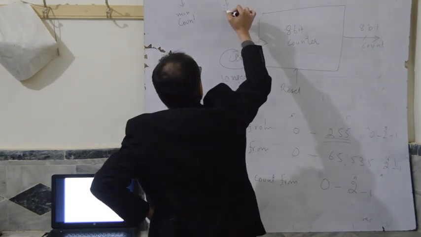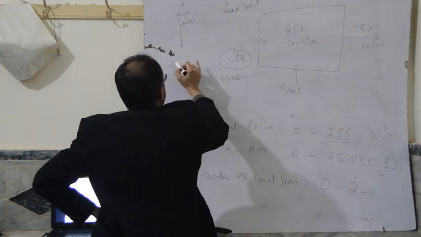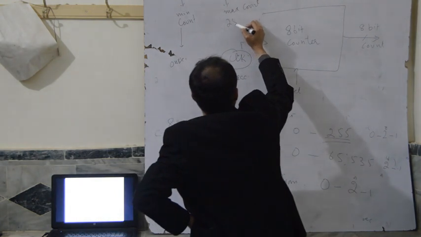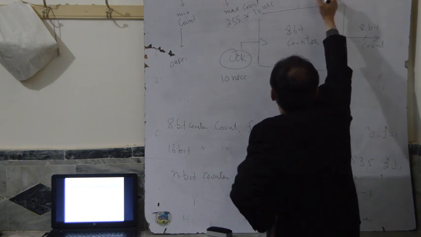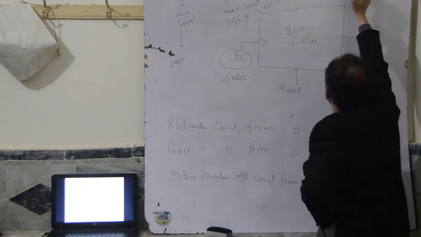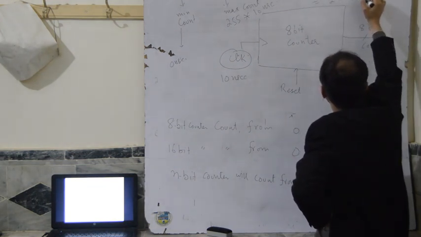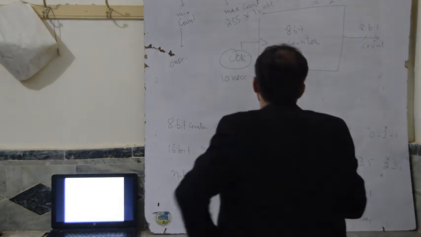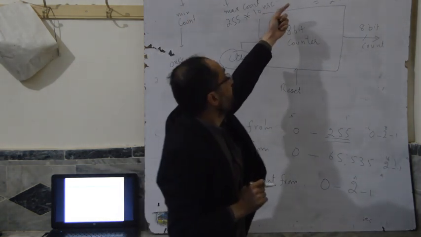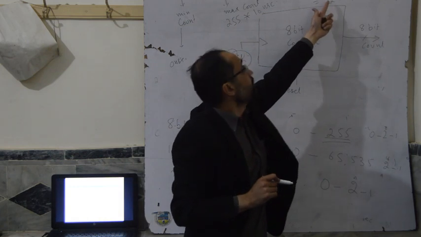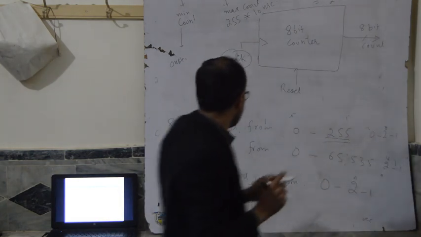And now this is maximum count. So the minimum count will be 0 nanosecond, and the maximum count will be 255 multiplied by 10 nanosecond. So it is equal to 2550 nanosecond, and it is equal to 2.55 microsecond. So if you are using an 8-bit counter and a clock period of 10 nanosecond, it can count from minimum 0 second and maximum 2.55 microsecond.